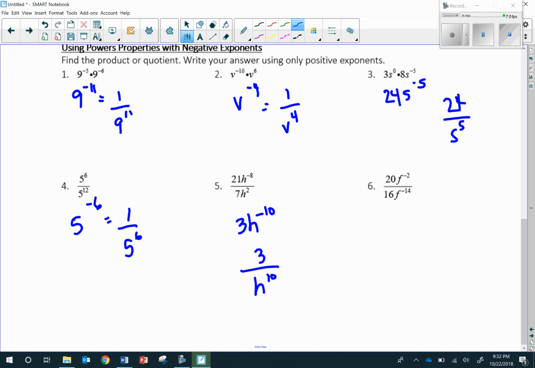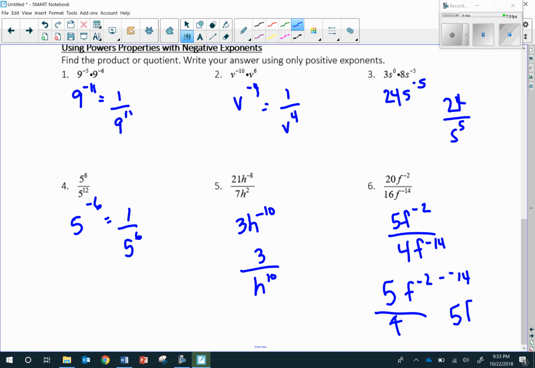Number 6, I'm going to simplify 20 over 16. I'm going to divide them both by 4. So that would leave me 5f to the negative 2 over 4f to the negative 14. If I rewrite this, I would have 5 over 4 f to the negative 2 minus negative 14, which simply would be negative 2 plus 14. So this equals 5 f to the 12th power, all of that over 4.